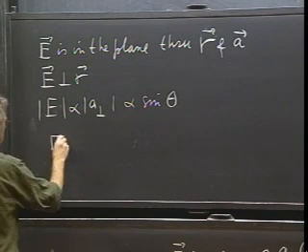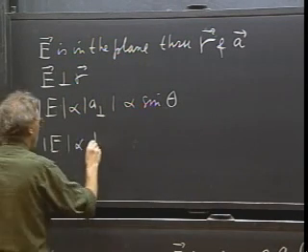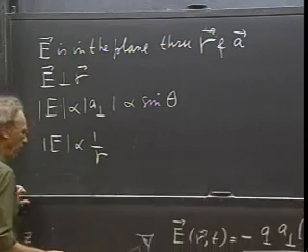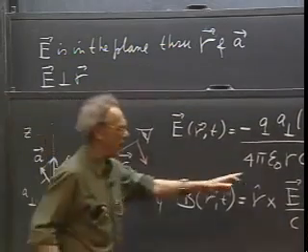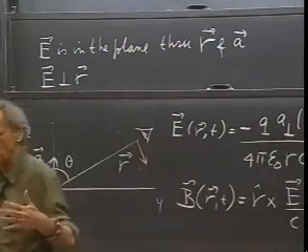E itself is proportional to 1 over R. Notice that, not 1 over R squared, but 1 over R, which is obvious. It has to do with the conservation of energy.